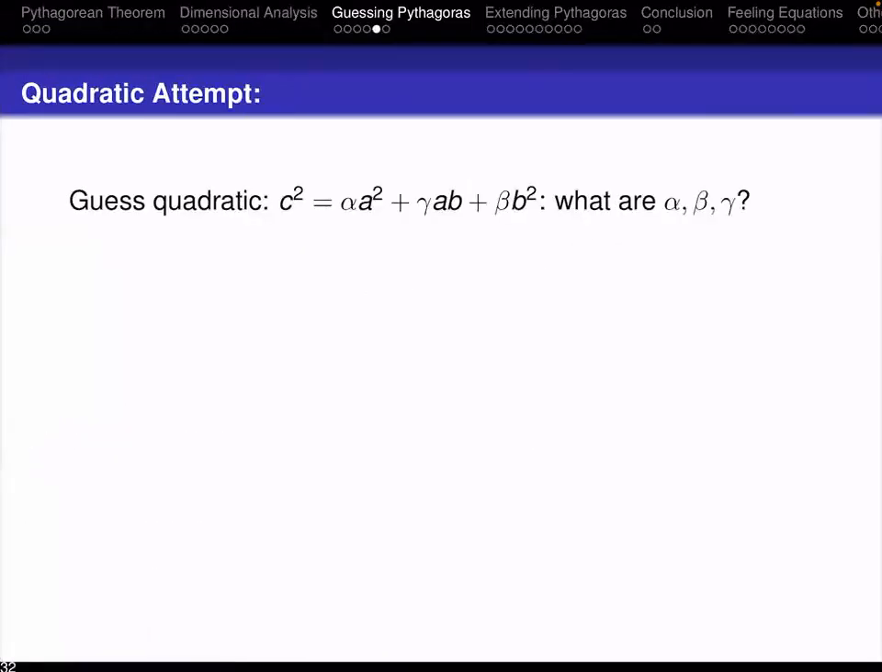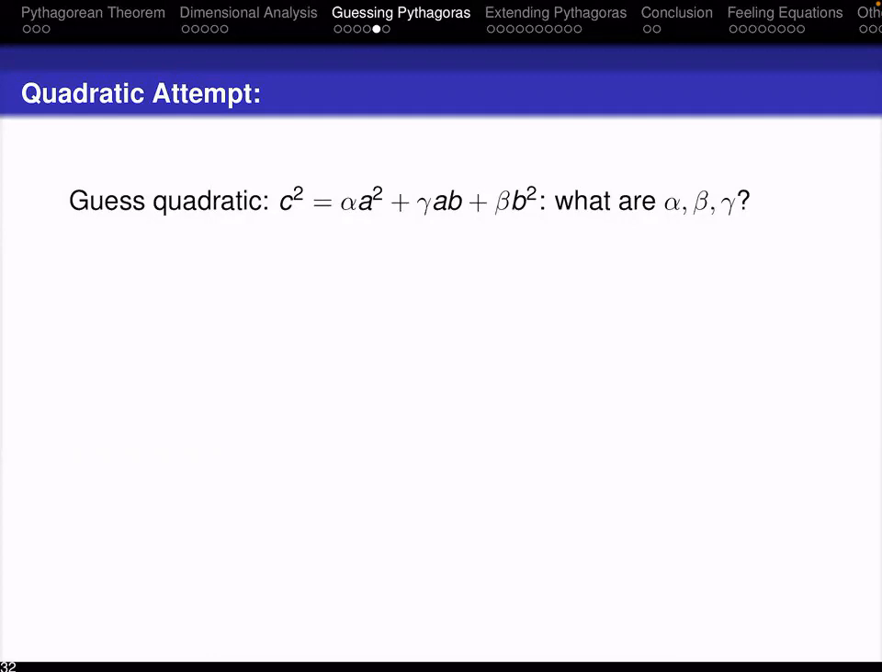So now let's consider a quadratic guess. C squared is alpha A squared plus gamma AB plus beta B squared. Can anybody tell me anything about any of the alpha, beta, and gammas? For similar logic to the previous one, alpha and beta probably have to be 1.